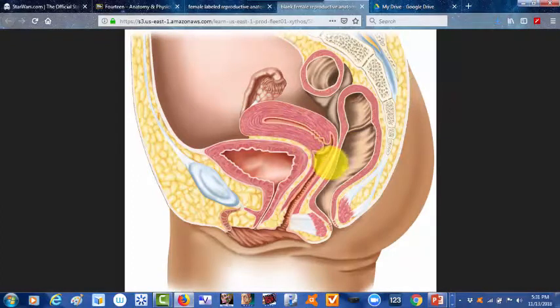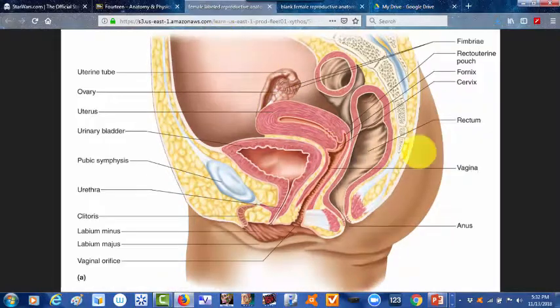See, uterus, cervix, fornix, vagina, clitoris, labia minora and majora, bladder, urethra, see, fallopian tube, fimbriae. The beginning of the fallopian tube is called the infundibulum, and that part that looks like it's got bumps all over it, that's actually an ovary. All right, that's everything labeled.